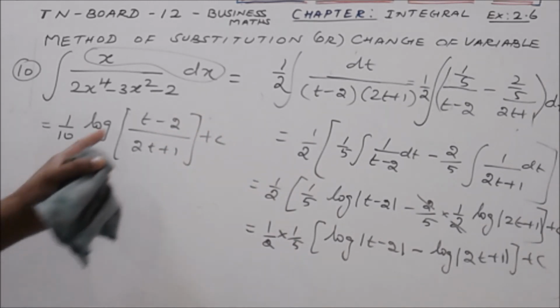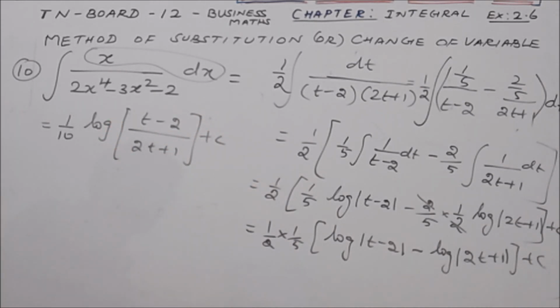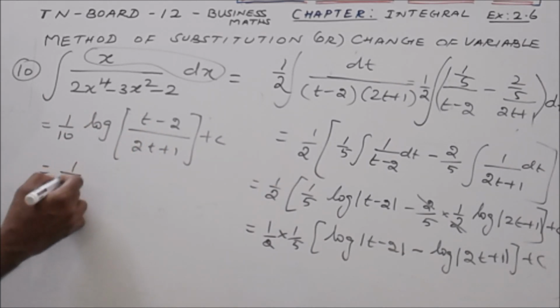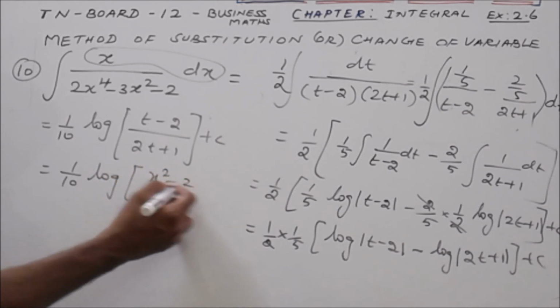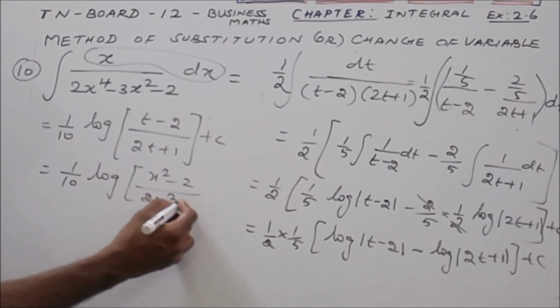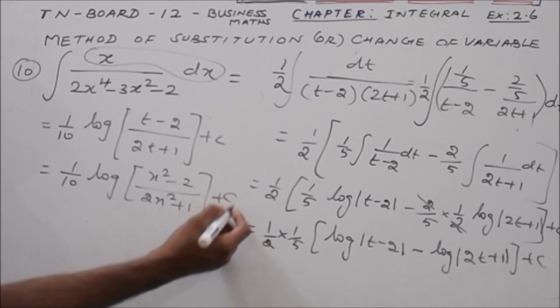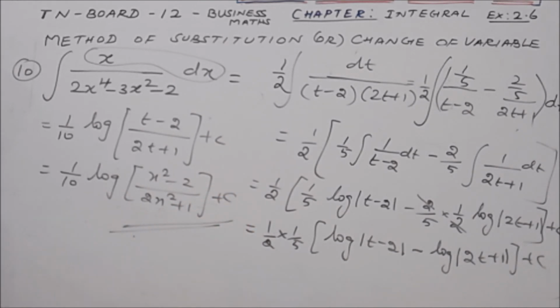We had given the substitution t equal to x square. So replacing that, x square here, it will be equal to 1 by 10 into log of x square minus 2 by 2x square plus 1, plus the constant of integration c, is the final answer. This is the last question, and we have completed exercise number 2.6.